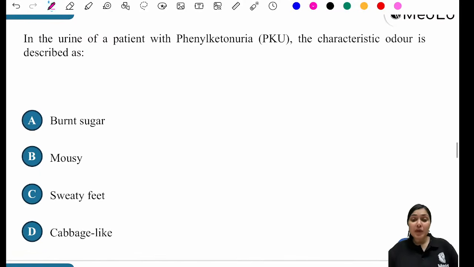In the urine of a patient with phenylketonuria, that is PKU, the characteristic odor is described as burnt sugar, mousy, sweaty feet, or cabbage-like. Age-old question, I think we have been studying this since class 11th. There is mousy odor, option B, mousy odor.